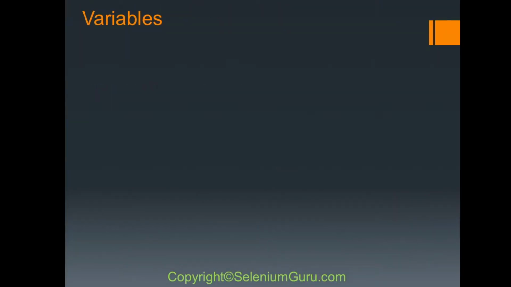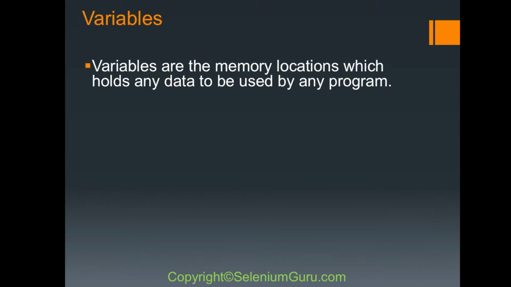In this lecture, we're going to learn about variables. So what is a variable, right? Variables are the memory locations which hold any data to be used by any program. That is kind of like the book definition of variables. In the very simplest terms, variables basically save the information for you.